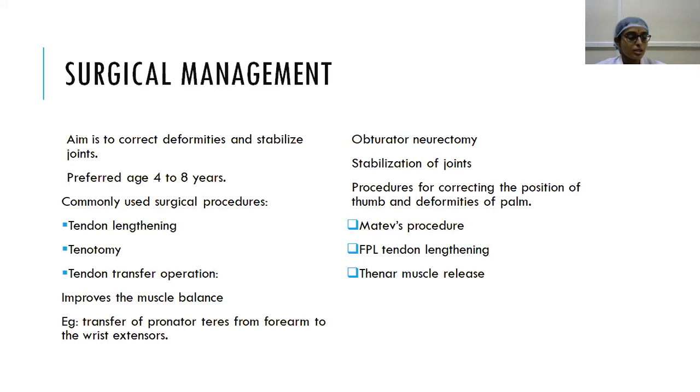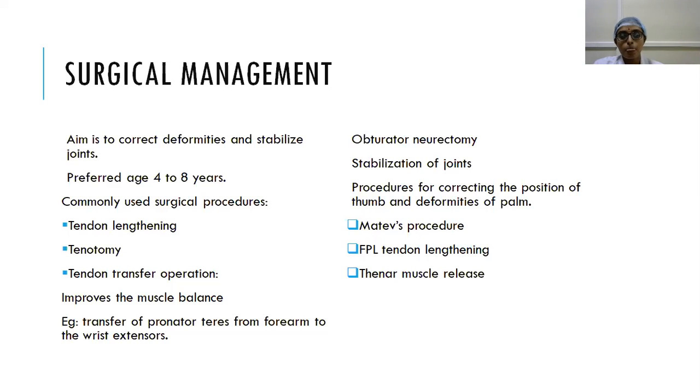So coming to the surgical management. The main aim of surgical management, just as we have seen in poliomyelitis, is to correct the deformities and stabilize the joints. Usually it is done between the age of 4 to 8 years. Commonly done procedures are tendon lengthening. Suppose there is equinus contracture, by lengthening the tendo Achilles, you will prevent the equinus contracture at the ankle. Suppose there is some flexion deformity of the knee joint, then hamstrings will be lengthened. Like that, lengthening procedures will be done.